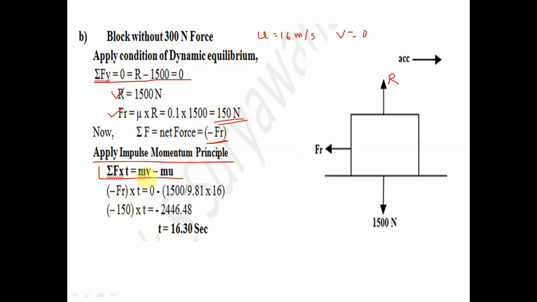Now see here, final velocity is 0, so I put 0 minus 1500 divided by 9.81 into 16, where the initial velocity is 16. From that we get the time T, 16.30 seconds. Means when the body reaches velocity 16 and the 300 Newton force is removed, after 16.30 seconds the body will come to rest. So in this way we have to solve the problem using the impulse momentum principle.